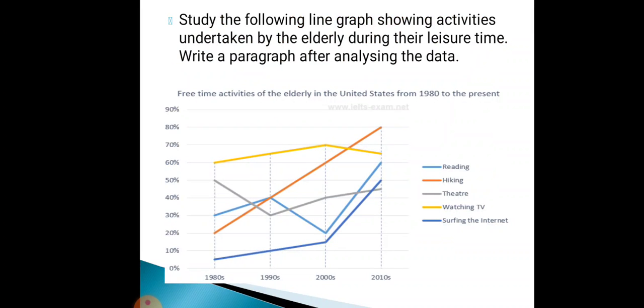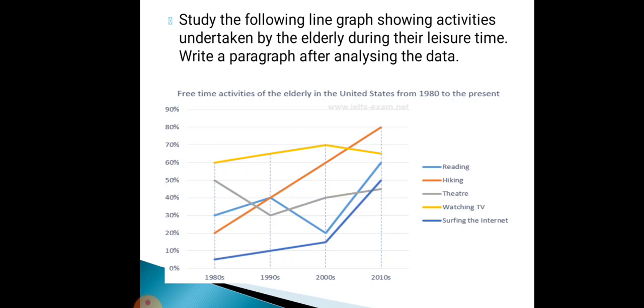So here, as you can see, it's a line graph, and it shows the percentage of the elderly people taking various activities, and the activities have been depicted through various colors. Like for example, for reading, the graph has been drawn in light blue color, for hiking it is orange, and so on. So here first of all we have to give the title.